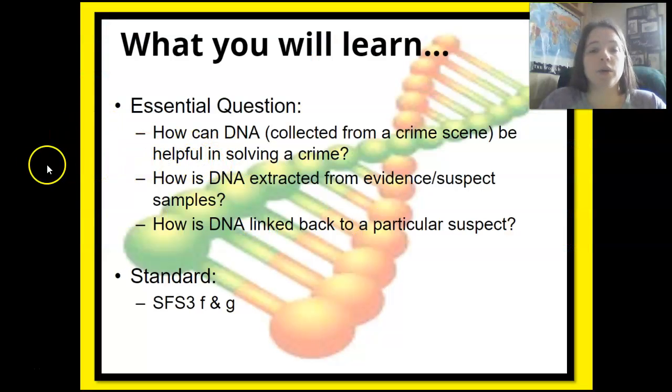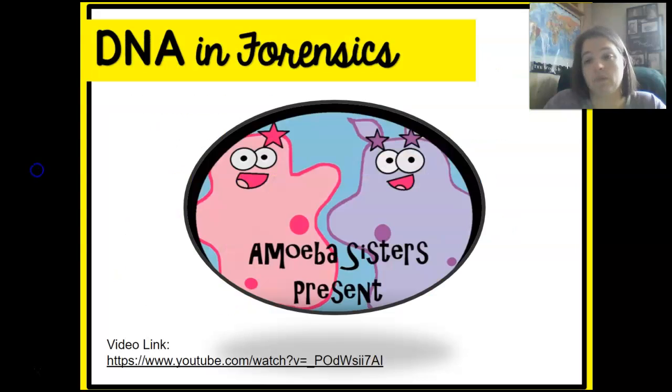Okay, so here's an essential question. How can DNA collected from a crime scene be helpful in solving a crime? How is DNA extracted from evidence or suspects' samples? How is DNA linked back to a particular suspect?